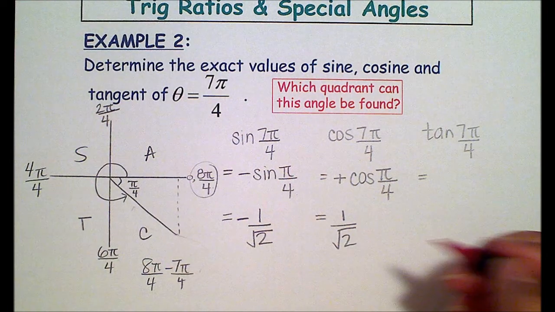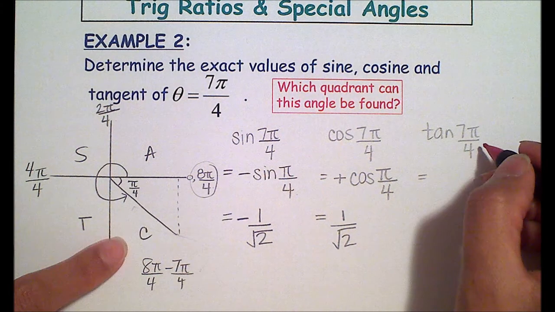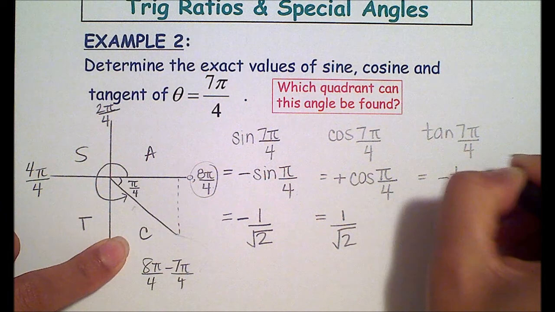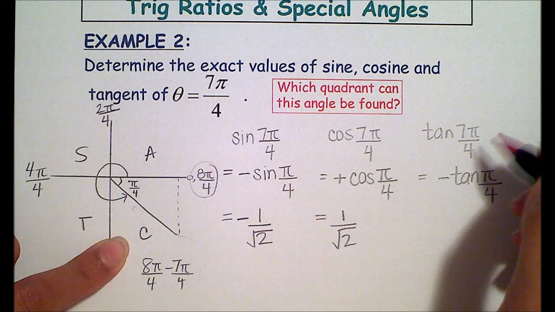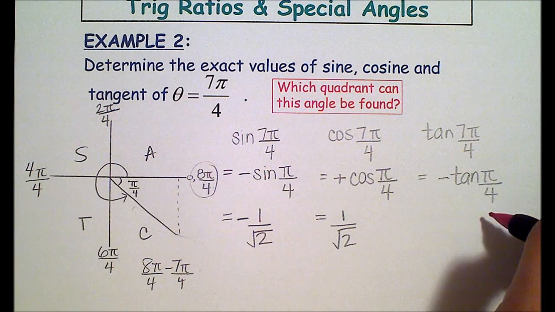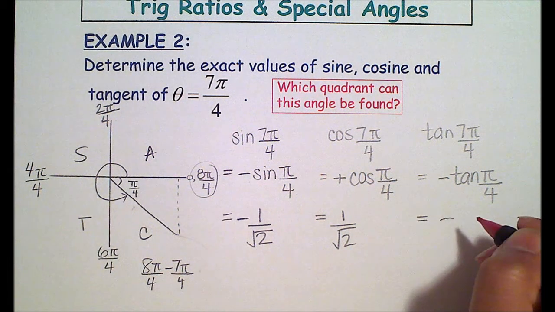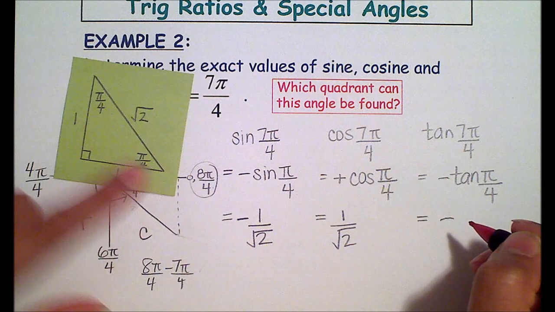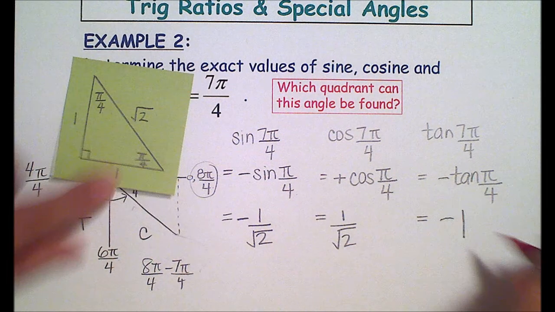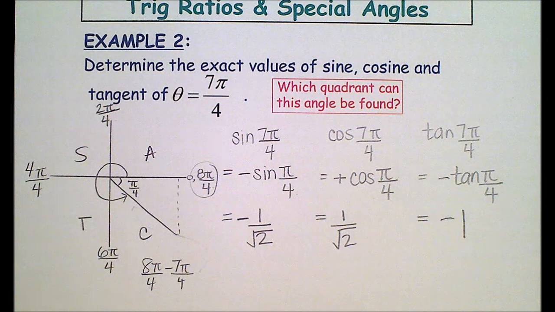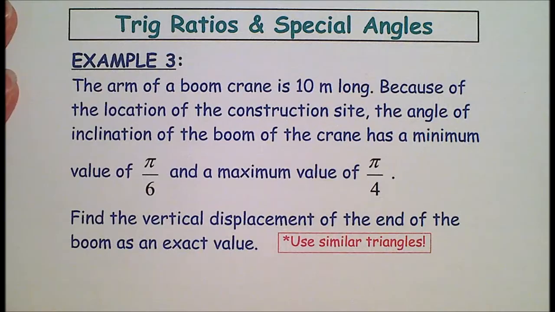And then finally, tan of 7 pi over 4. Tan is negative in this quadrant, and the related acute angle is pi over 4, so this is going to be equal to negative tan of pi over 4. Using my special triangle again, tan is opposite over adjacent, so this gives me negative 1 over 1, which is just negative 1. So rewrite it using the CAST rule and the related acute angle, and you'll be able to figure out the exact value for any trig ratio.